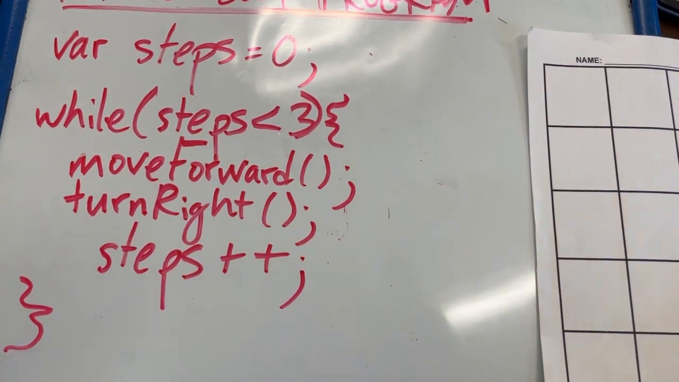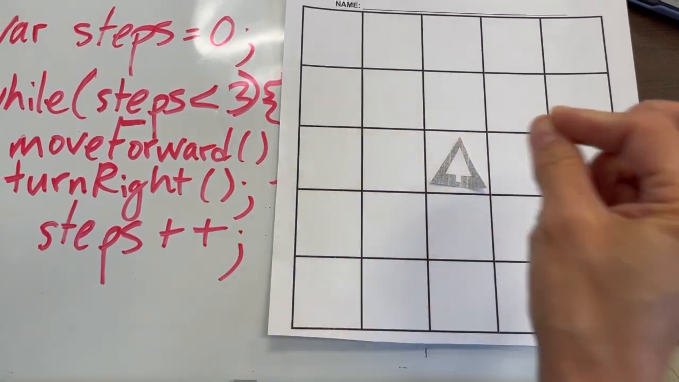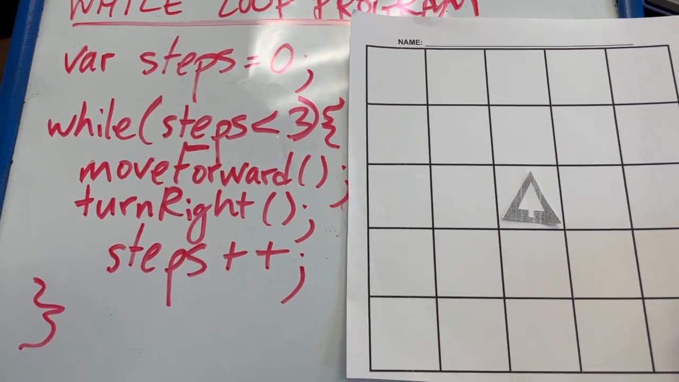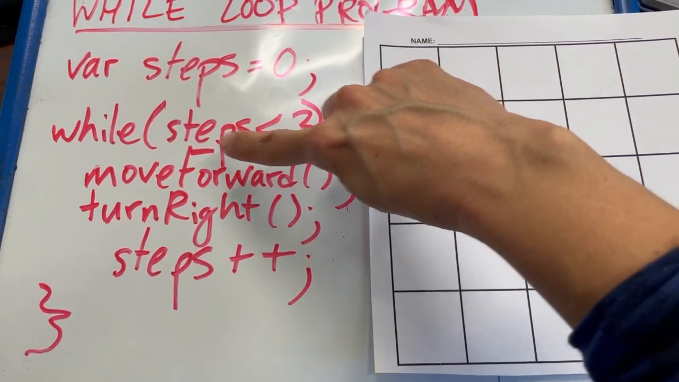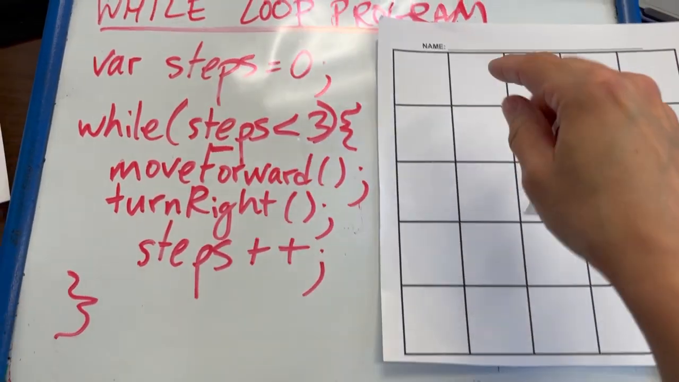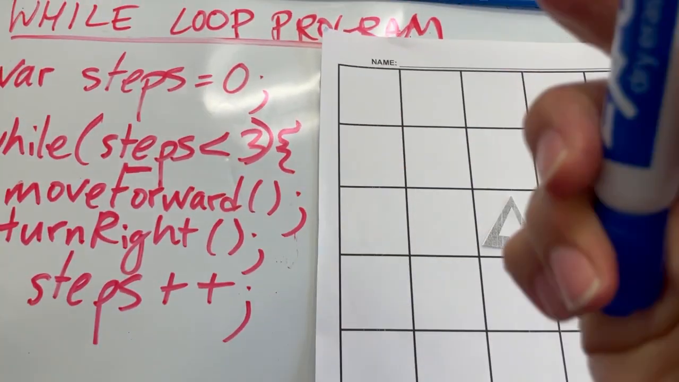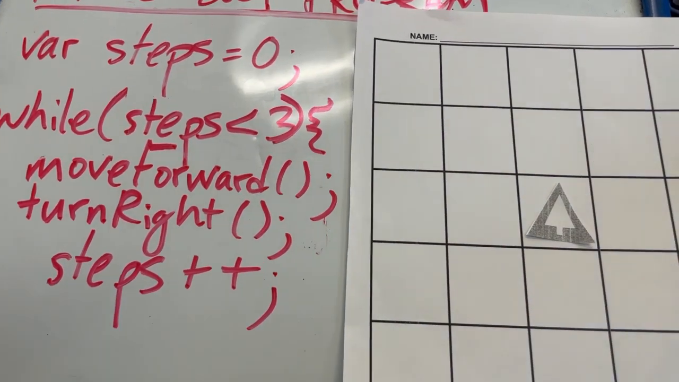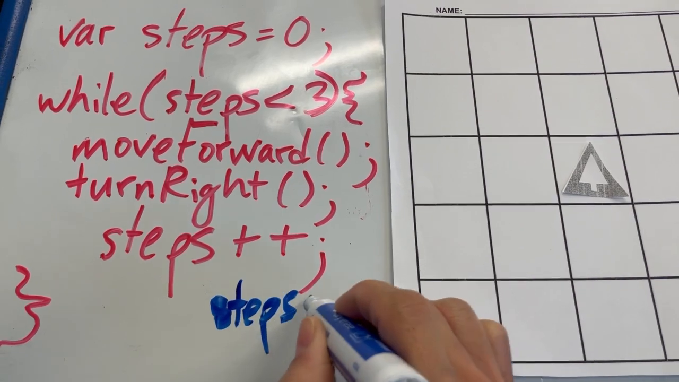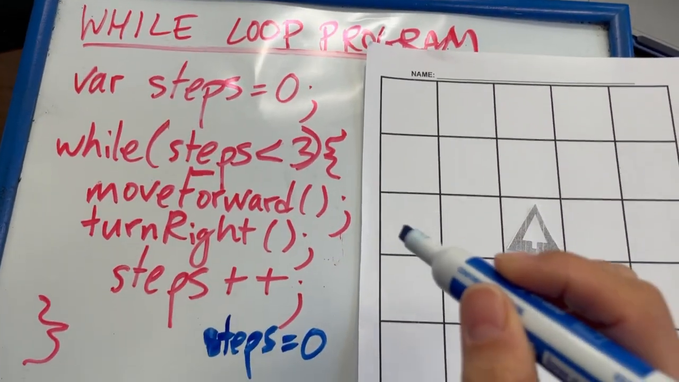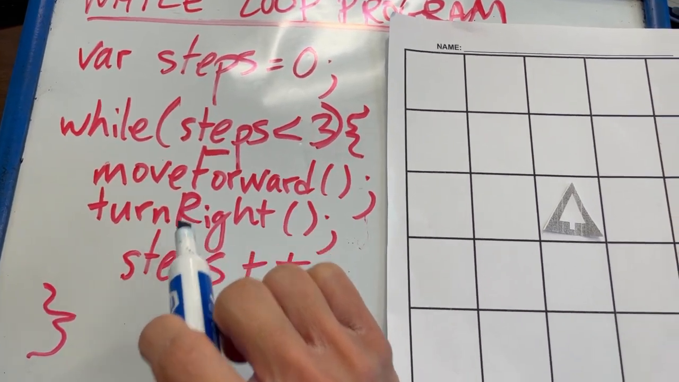I'll show you what this looks like on our grid. Again, we're going to start right in that middle box facing up with our robot. Now, we don't have to do anything here. That's just defining the variable. And we have our while steps is less than 3. At this point, we're just going to document what the value of steps equals across each of the rounds. So right now, steps, I'm just going to write it down here, is equal to 0. Okay, and we're just going to keep track. So is 0 less than 3? Yes, that's true. So we're going to move forward and turn right.